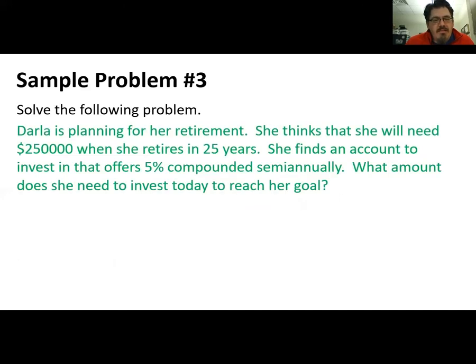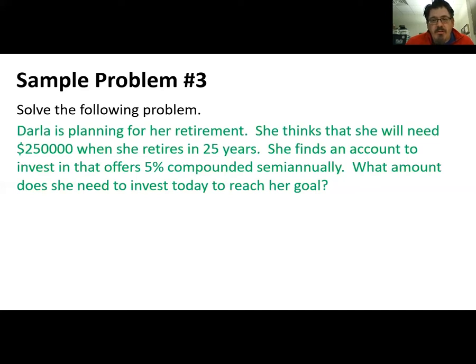All right, let's do one final example problem. This time, we are going to use the formula in reverse. We're going to work backwards here a little bit. So it says Darla is planning for her retirement, and she wants to have $250,000 available to her when she retires in 25 years.